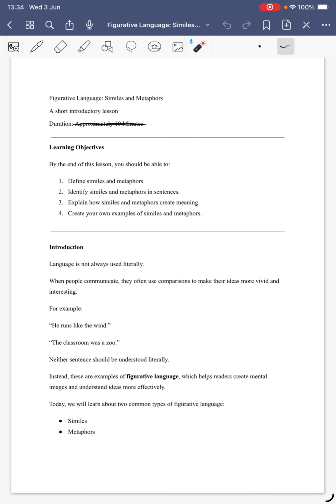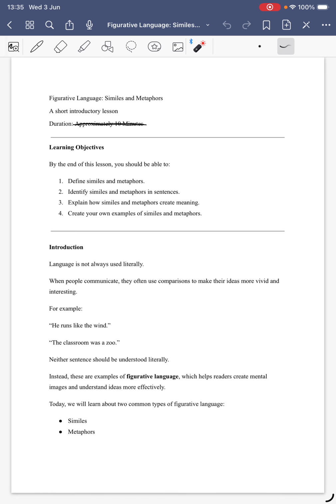Hi everyone, my name is Scott, and today I would like to give a little introduction about figurative language in English. Today we'll be focusing on similes and metaphors. These are two very basic ideas in terms of figurative language in English.